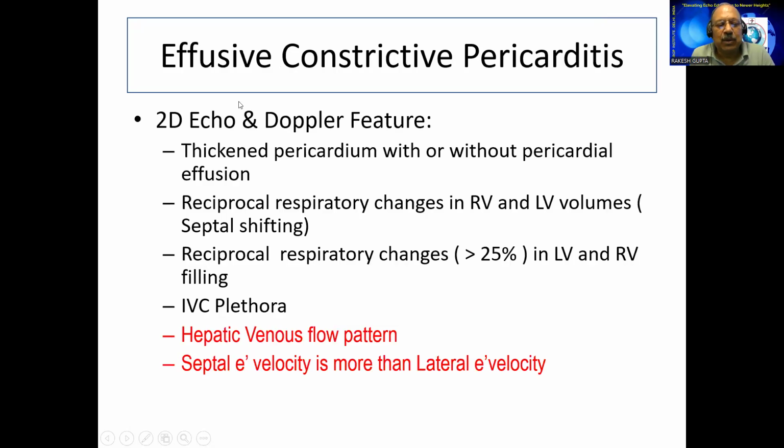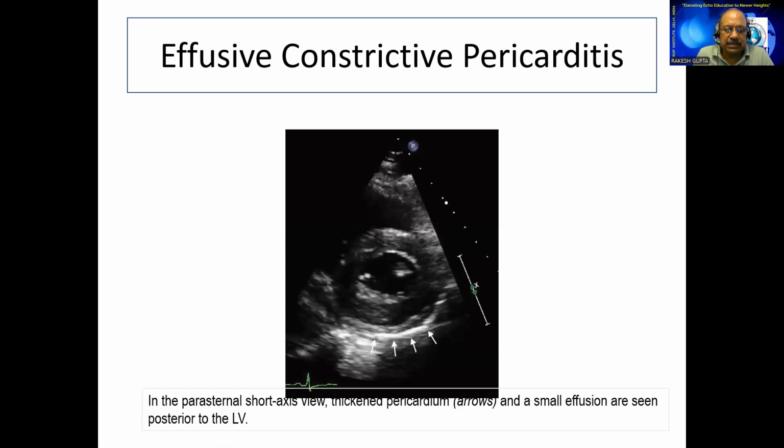So if I have to conclude with the features of effusive constrictive pericarditis, we find thickened pericardium with pericardial effusion, and respiratory changes in LV and RV volume, reciprocal respiratory changes of more than 25% in LV and RV, IVC is plethoric, hepatic venous flow pattern, and septal E prime velocity is more than lateral E prime velocity. And these features give rise to the diagnosis of effusive constrictive pericarditis.